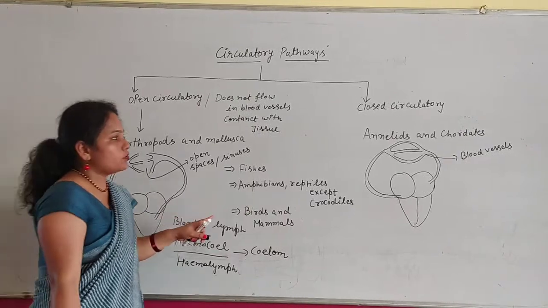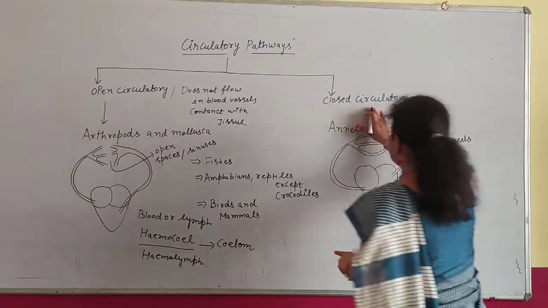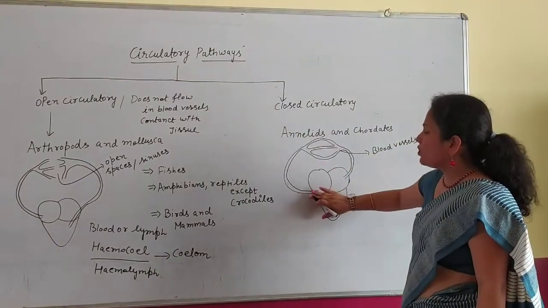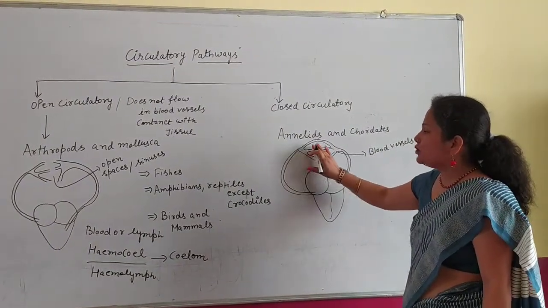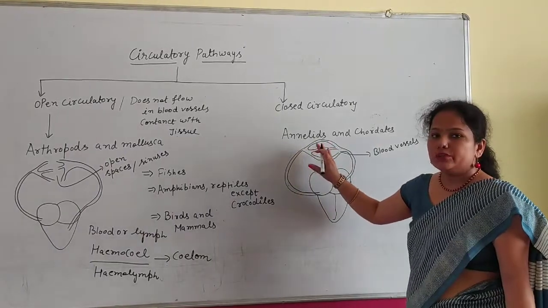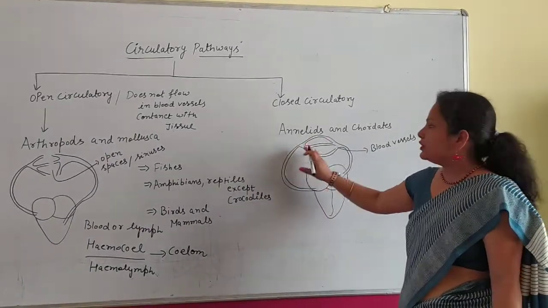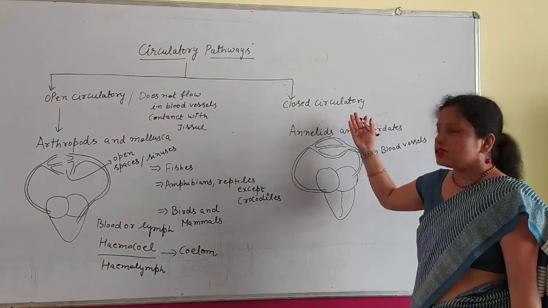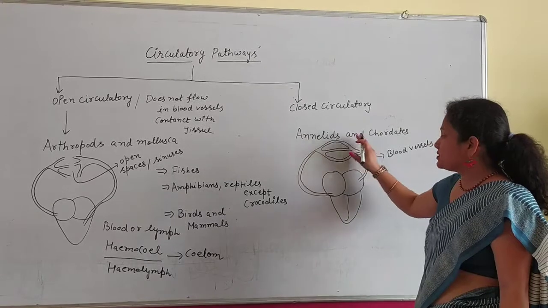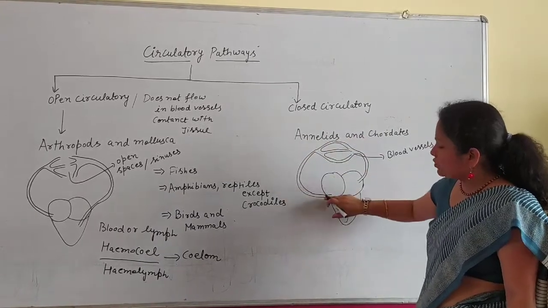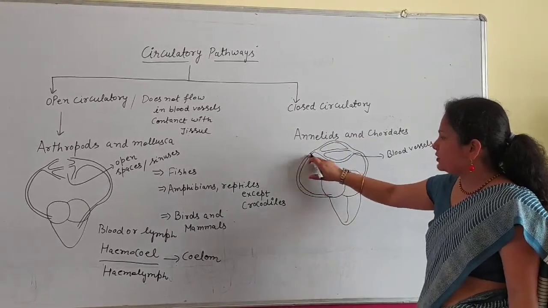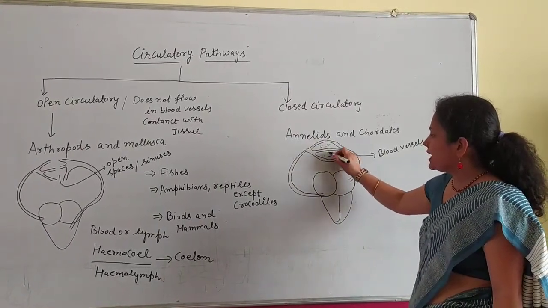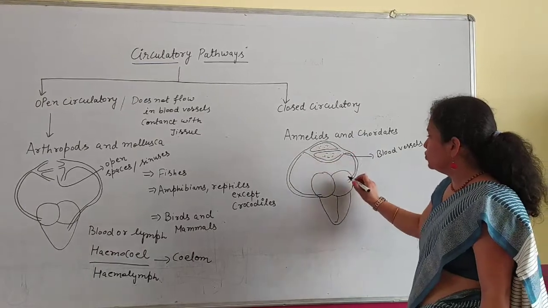After that, we have to discuss the closed circulatory system. In the closed circulatory system, blood flows in the blood vessels and is not in direct contact with the tissue. In the case of annelids and, after annelids, the chordates, the closed circulatory system is there. Here you can see the blood vessel that supplies the blood to the body, and here also blood is not in direct contact with the tissue.